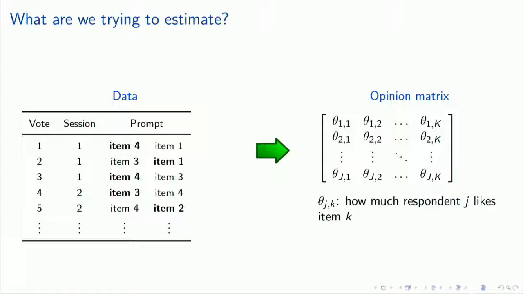What we want to estimate is what we're calling an opinion matrix. For each session, for each idea, we'd like to know how much the person in that session liked that idea. And if we knew this full opinion matrix, then we could do lots of stuff with it.